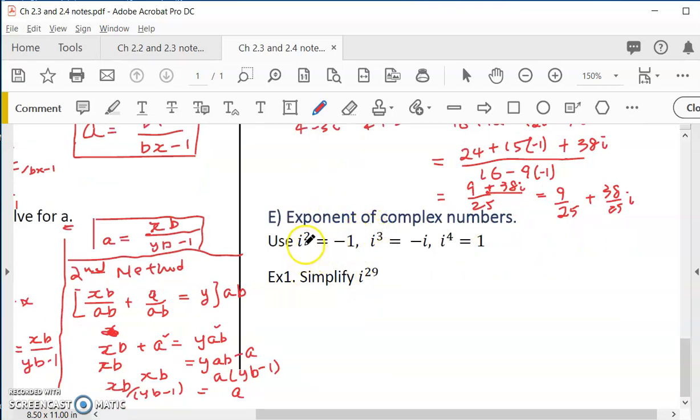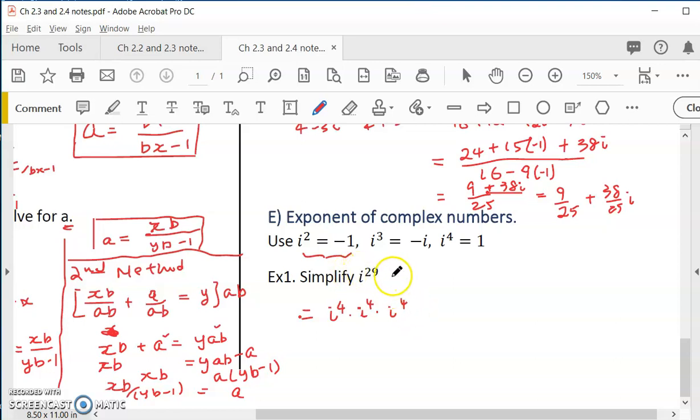Now, by definition, i squared is negative 1, right? So i cubed would be i squared times i. So that would mean negative 1 times i is negative i. i to the fourth is i squared times i squared, so that's equal to 1. So how do I do i to the 29? So anytime I have i to the power 4, it's going to be 1. So the good thing would be just to split up as many i to the 4 as possible.